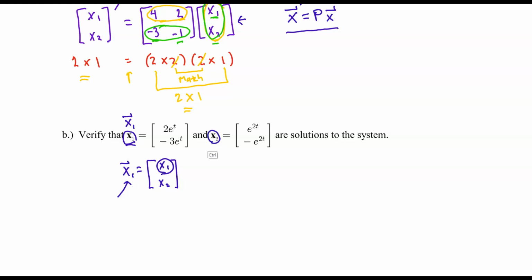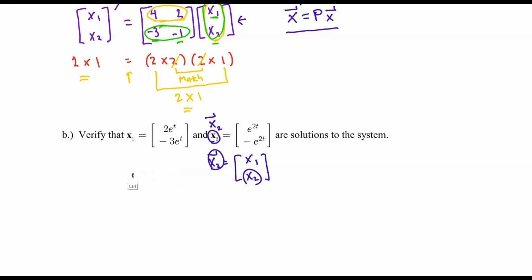We have x sub 2 in bold. That means this is my second particular solution, but this column vector contains a value or a function for x1 and a function for x2. So this x2 is different from this x2. Really what we have here is a first solution and a second solution, and each solution contains a function for x1 and x2. Okay, it's my job to confuse, I know.